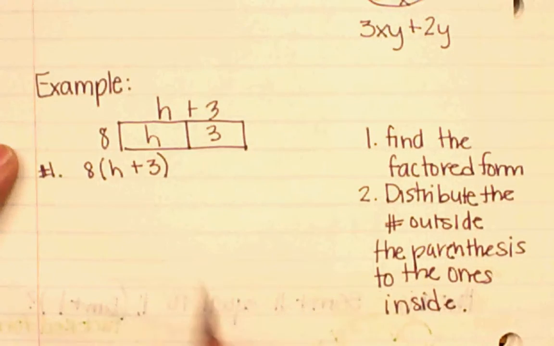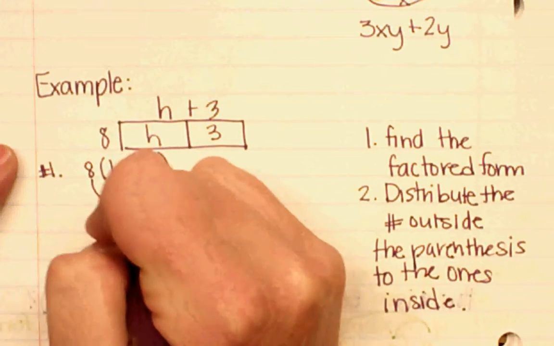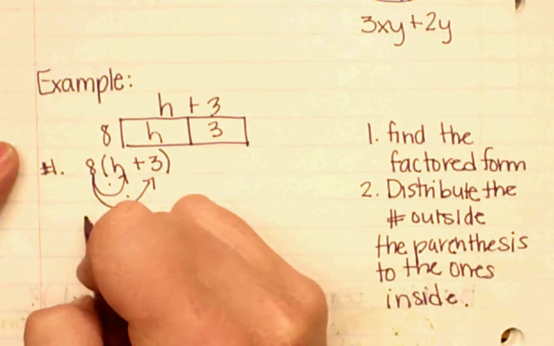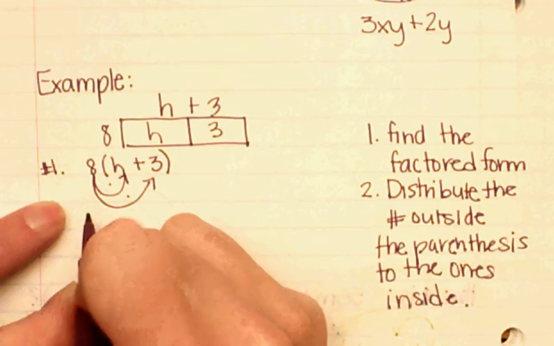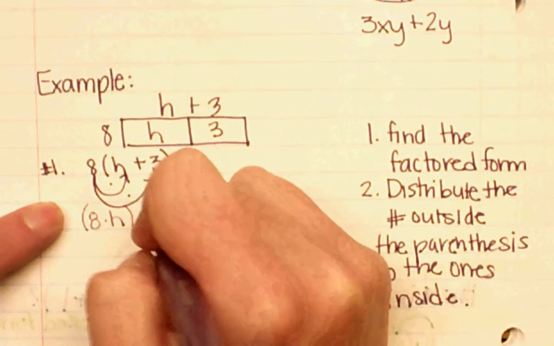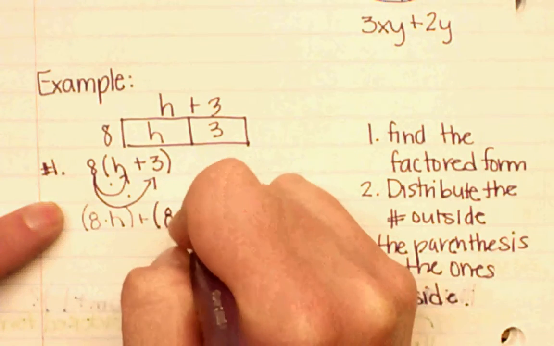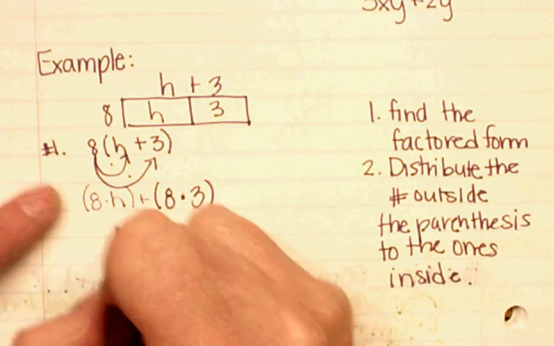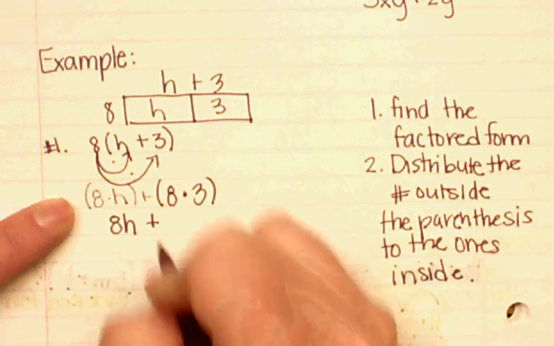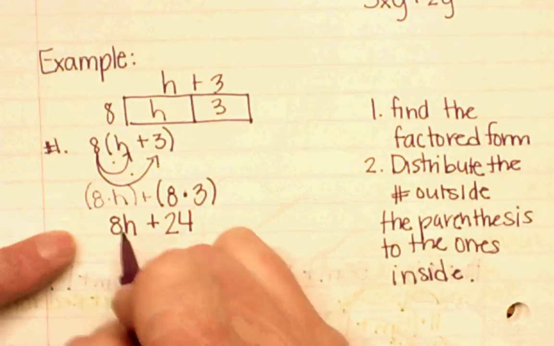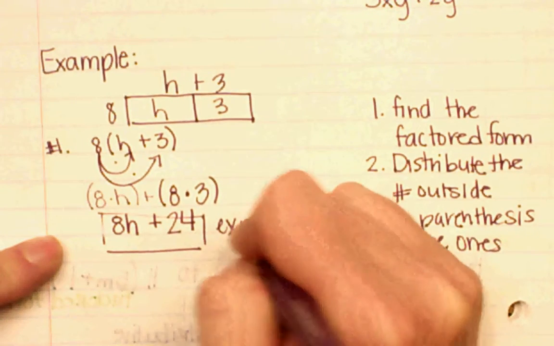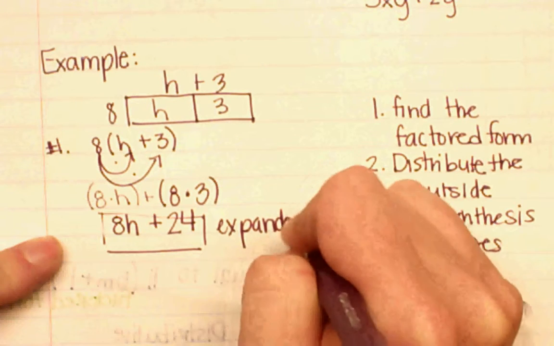Again, that looks like this. 8 times h, 8 times 3. So if I were to write it out again, it would be 8 times h plus 8 times 3. 8 times h would be 8h plus, and 8 times 3 is 24. So this is your expanded form.